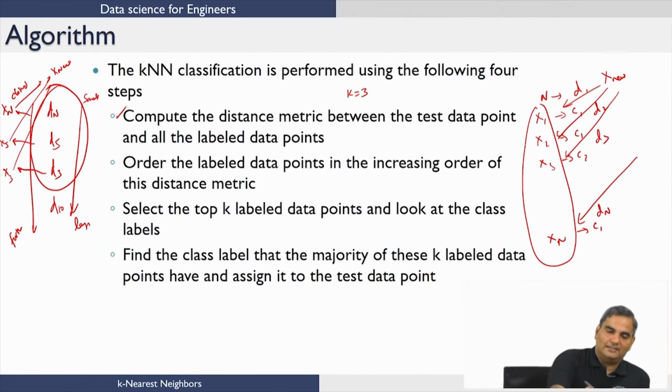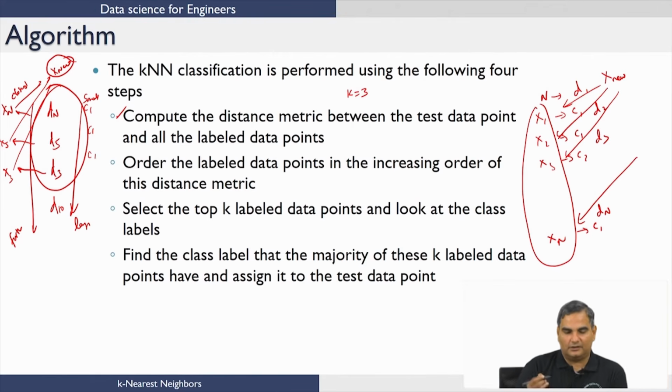Now, if I want to classify this, all that I do is the following. I find out what class these data points belong to. If all of them belong to class 1, then I say x new is class 1. If all of them belong to class 2, I say x new is class 2. If 2 of them belong to class 1 and the third one belongs to class 2, I do a majority vote and still say it is class 1. If 2 of them belong to class 2 and 1 belongs to class 1, I say it is class 2. That is it, that is all the algorithm is. It says to find the class label that the majority of these k labeled data points have and assign it to the test data point.